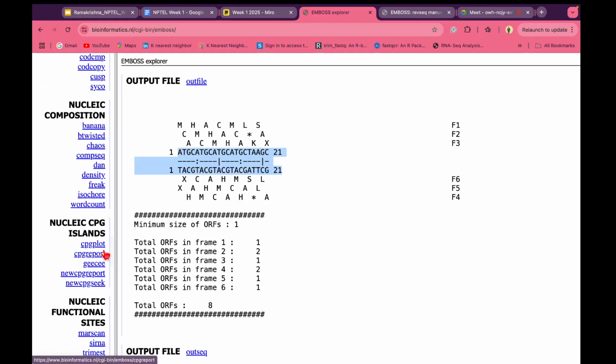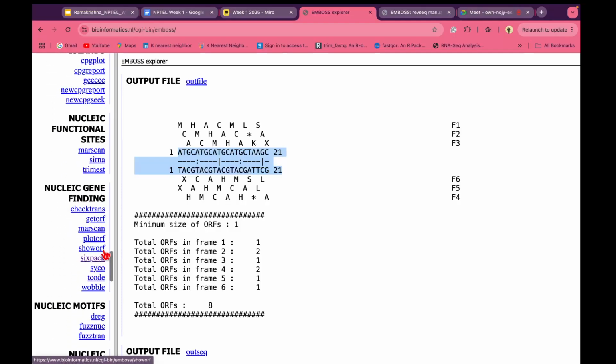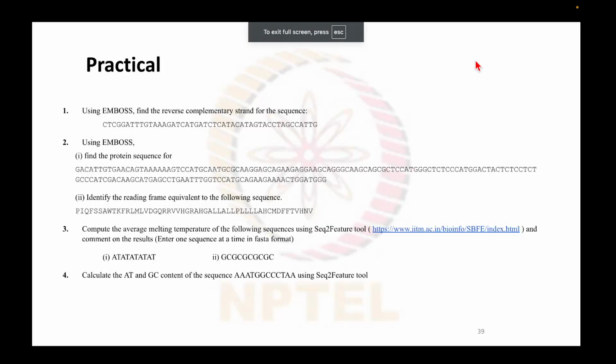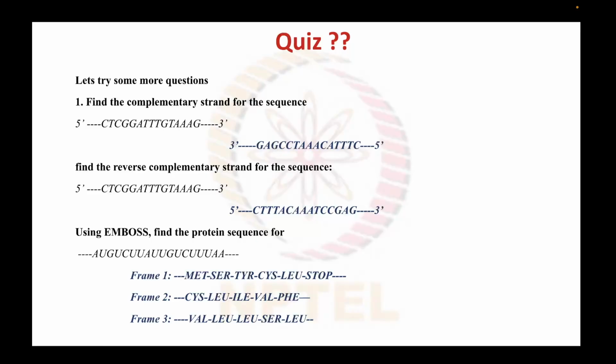For someone completely from a biological background or with no background in mathematics or coding, these types of Emboss Explorer tools are easy and handy for learning bioinformatics-related concepts. I have given some practical questions, like take-home messages for you. Followed by that, I have a quiz which is using emboss.